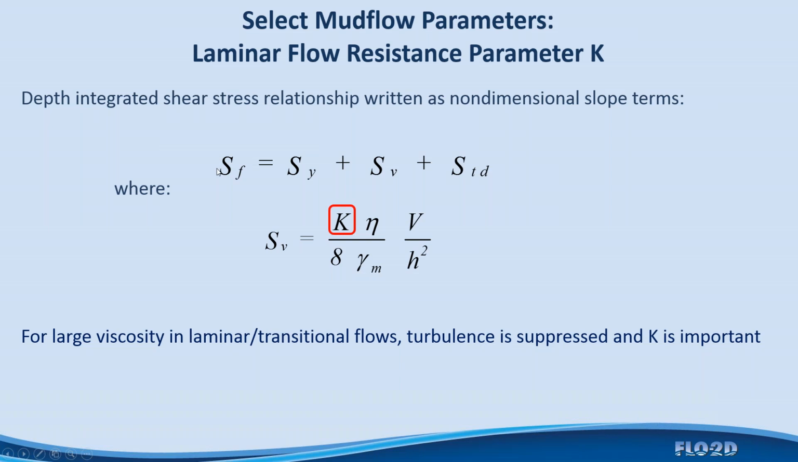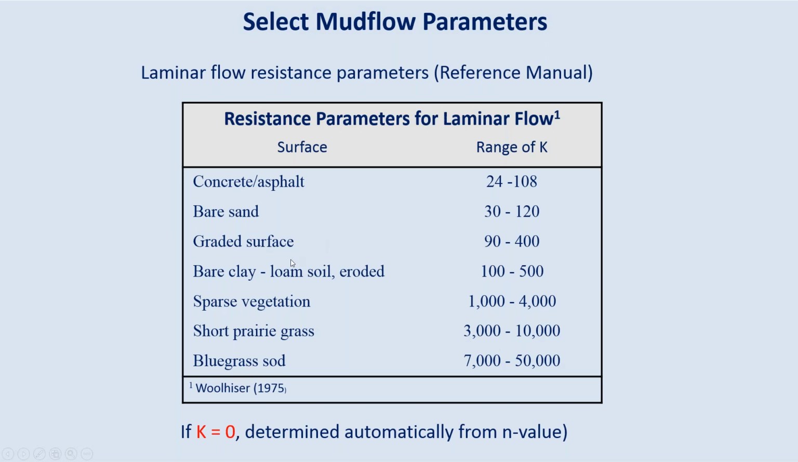If you look at, again, the shear stress as a function of yield stress, viscous stresses, and turbulent dispersive stresses, this viscous stress here, you could actually solve this for laminar flow, and there's a K factor that you could include as a coefficient in here. So for large viscosities in laminar or transitional flows, turbulence is very much suppressed. It's approaching laminar flow, and K, this coefficient, becomes more important. Now, I have these resistance parameters for laminar flow, values of K, in here.